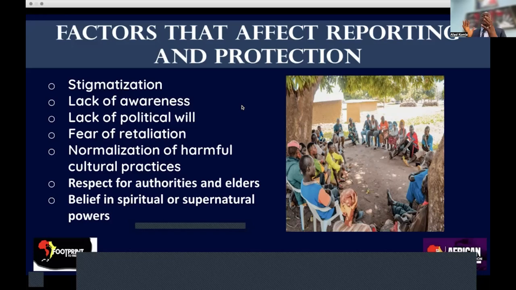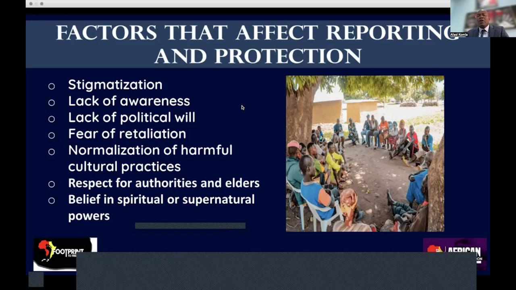Stigmatization. You are scared to go and report your own family member because you believe of the stigma that will go against that family, you cannot talk about it. Even when you raise it, your family members will tell you, don't talk about this because it will go against the family. Lack of awareness.